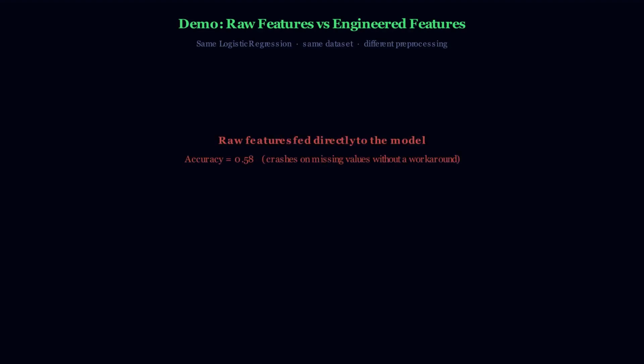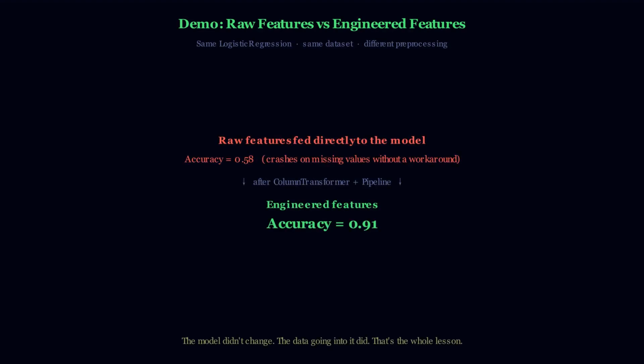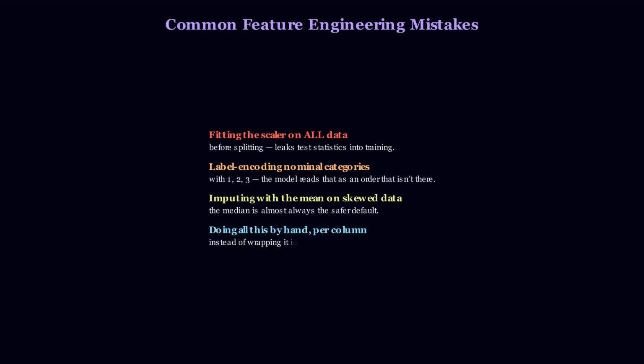Same logistic regression, same dataset, different preprocessing. Raw features fed directly to the model, 58% accuracy. After the column transformer and pipeline, 91%. The model didn't change. The data going into it did. That's the whole lesson. A few mistakes come up constantly here.